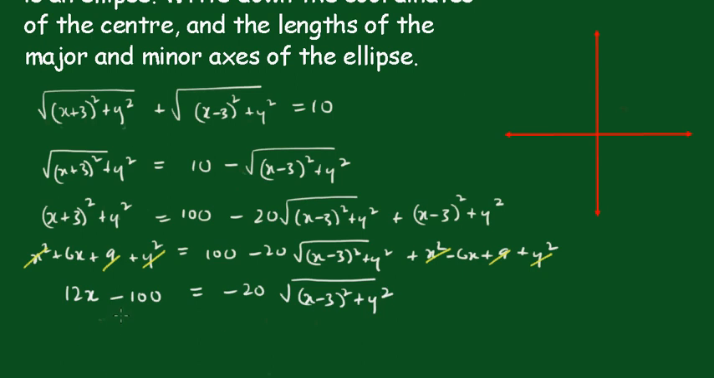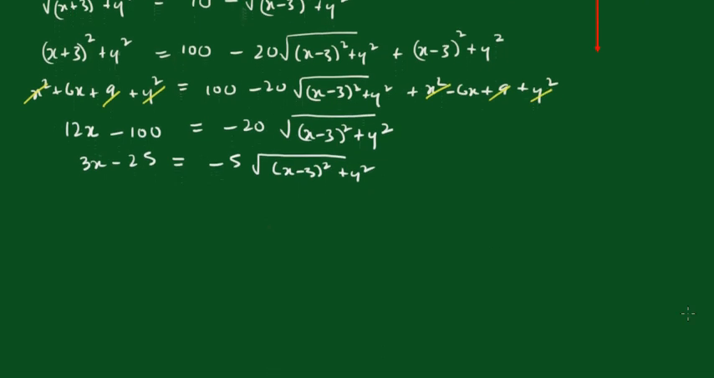Alright, now we'll divide through both sides by 4 and we get 3x minus 25 is equal to minus 5 outside the square root of (x minus 3) all squared plus y squared. Right, we'll square both sides again and we get (3x minus 25) all squared equals 25 outside of (x minus 3) all squared plus y squared.